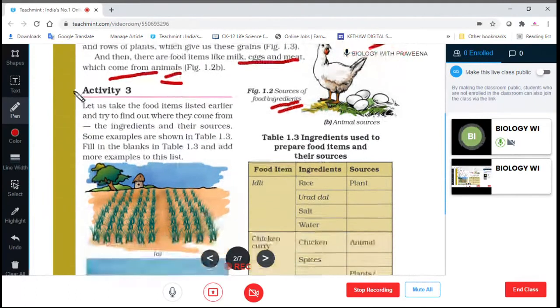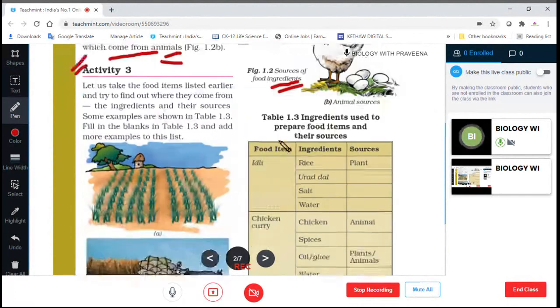Activity 3. Let us take the food items listed earlier and try to find out where they come from, the ingredients and their sources. To know about the food items which you listed earlier, we have to know where these food ingredients and sources come from. Some examples are shown in table 1.3.